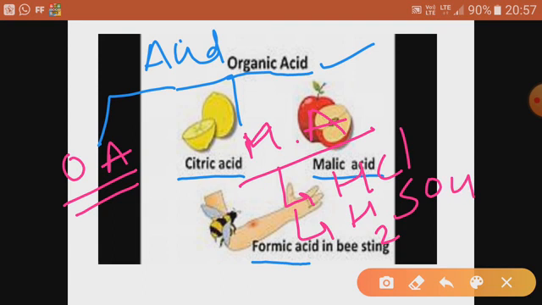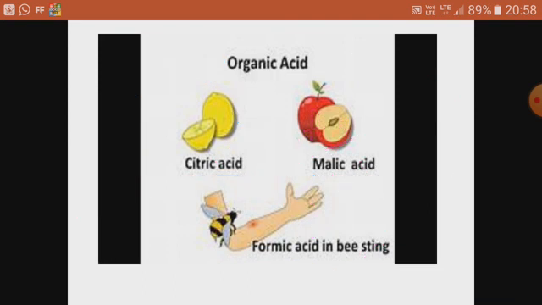They are present in labs and they are strong acids. But organic acids are weak acids and they are present in citrus fruits, the bee sting or the ant sting. Okay. So in this slide we have learned that there are two types of acid, namely organic acid and mineral acid. Organic acids are weak or mild, whereas mineral acids are considered to be very strong.